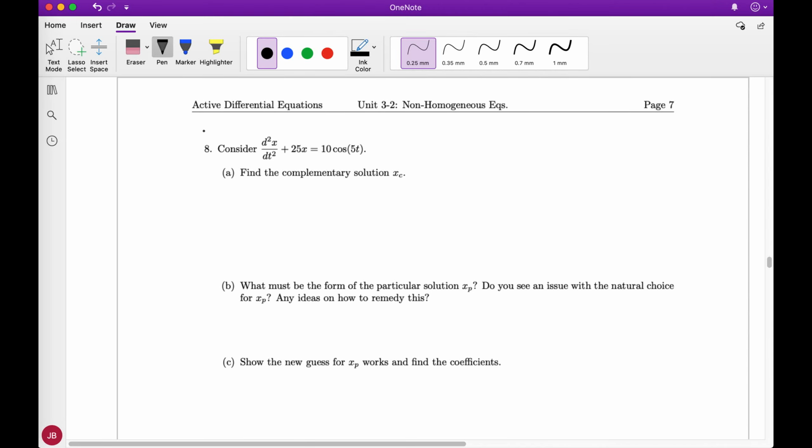Welcome back. We are now on page 7 of the notes. For this problem here, we have x double prime plus 25x equals 10 cos 5t.